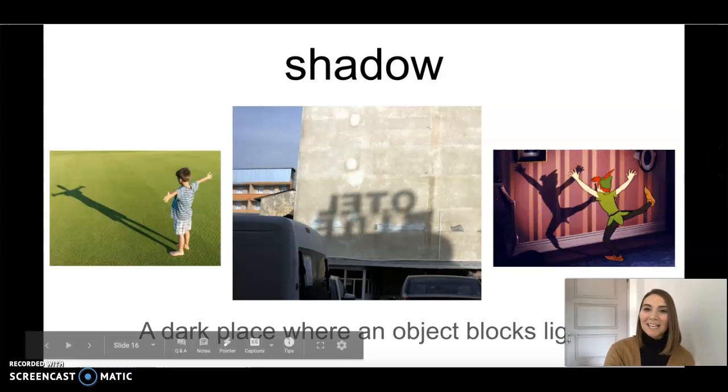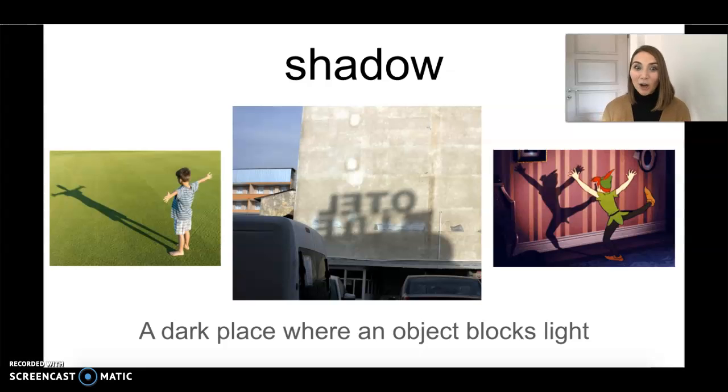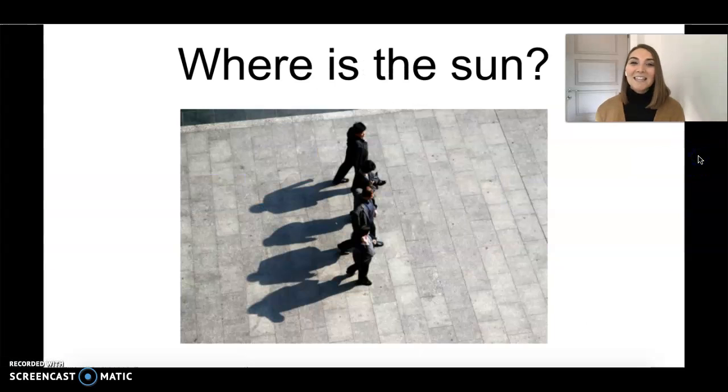Well, boys and girls, we can see shadows. A shadow is a dark place where an object blocks the light. Have you ever seen your shadow? In this picture, these 4 men have shadows. Where would the sun be?